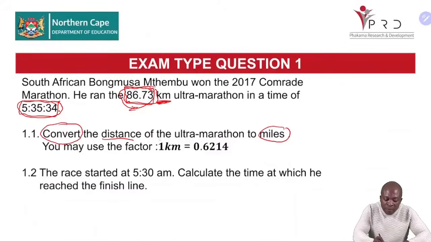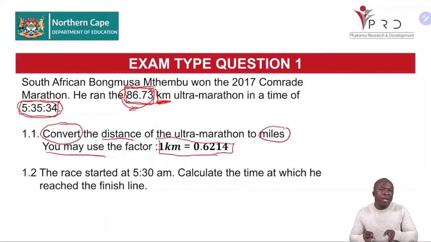Remember, they gave us another information here. It says you may use the factor. A factor allows us to convert from one system or one unit to another system or another unit. Remember the baseline assessment that we just did? We are referring to that information because we explained what is called a conversion factor. So the examiner has given us a conversion factor, and the examiner is saying every time you have 1 kilometer, it is the same as 0.6214 miles. So then what do we do?